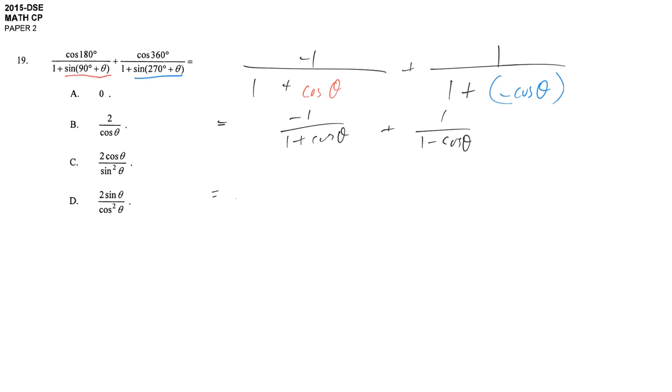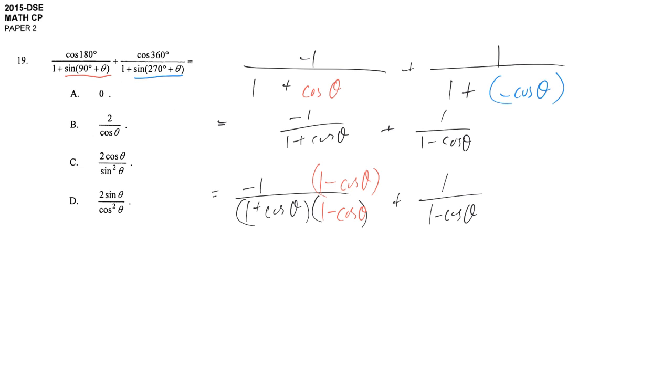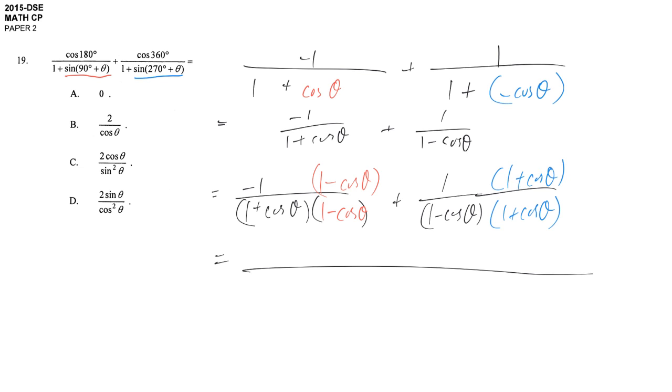The denominators are not the same, so I need to use some strategy to make the same denominator. For the first term, both sides times 1 minus cosine theta. For the second term, both sides times 1 plus cosine theta. Then they have the same denominator, which is 1 plus cosine theta times 1 minus cosine theta.